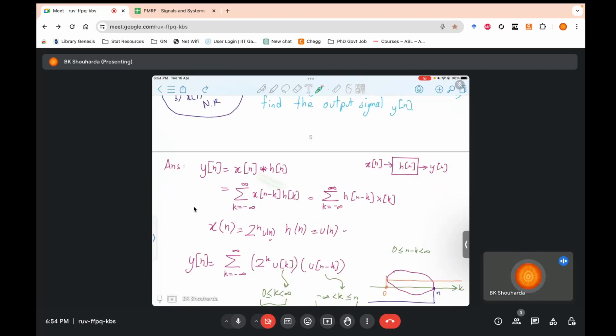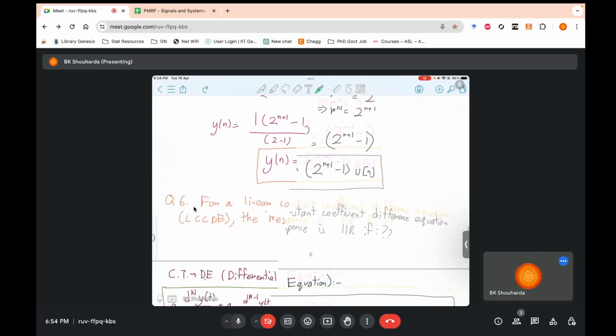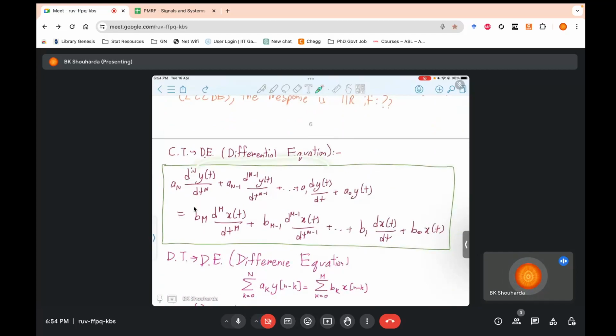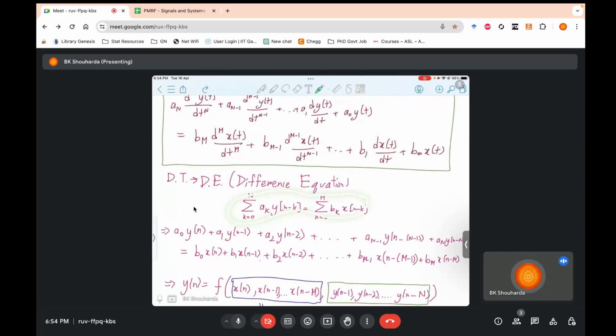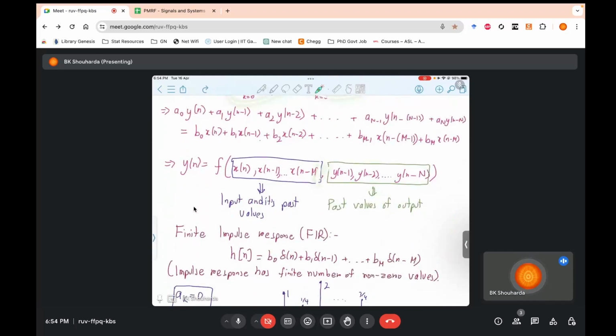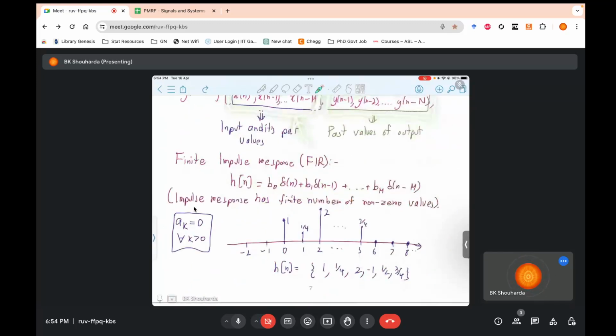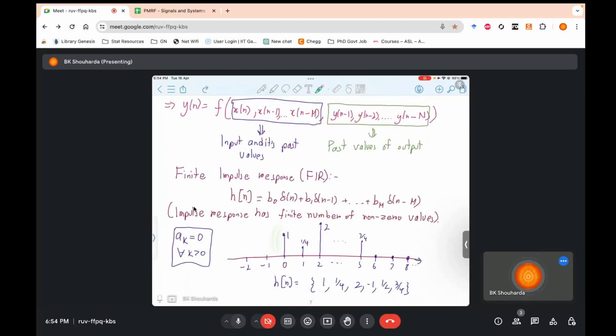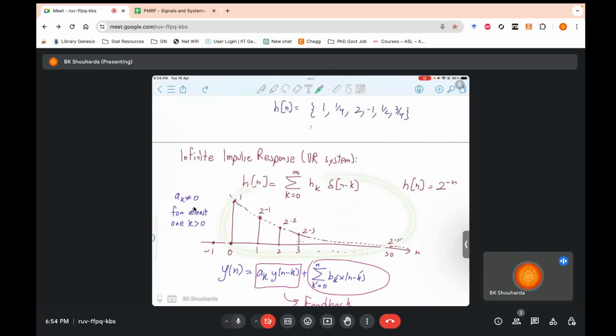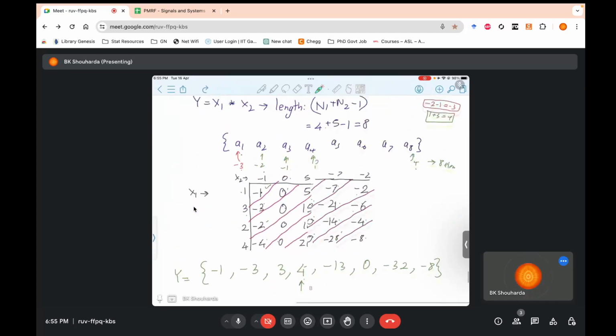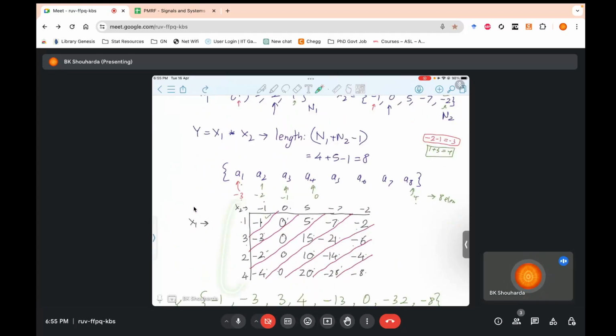This is how the discrete time convolution looks. This is the differential equation form, and for discrete systems you have the difference equation. It is in terms of differences in intervals of time, discrete indexes, past values of output and past values of input. Based on that you can have two types of impulse response: finite impulse response, where only a finite set of non-zero values exist, and infinite impulse response, where infinitely many non-zero values exist. And this was the special technique that I had mentioned for doing the normal discrete time convolution.